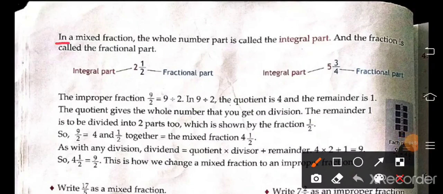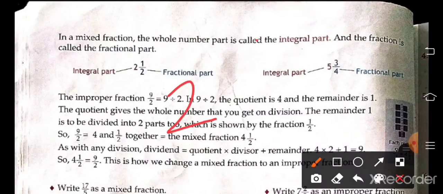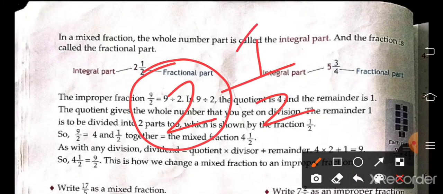In a mixed fraction, the whole part is called the integral part and the fraction is called the fractional part. Okay? Means in 2 1 upon 2, 2 is called the integral part and 1 upon 2 is called the fractional part. Okay, so remember it.